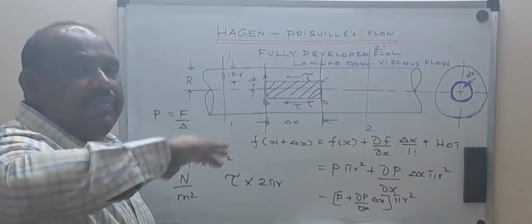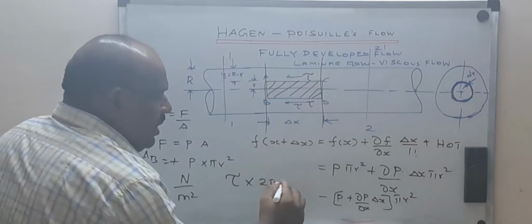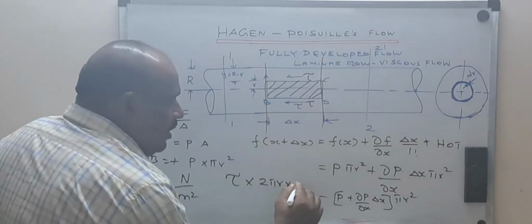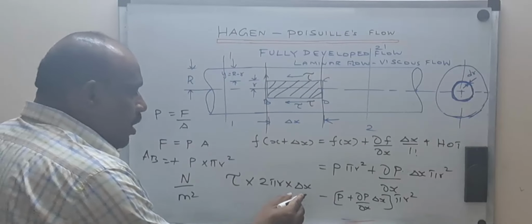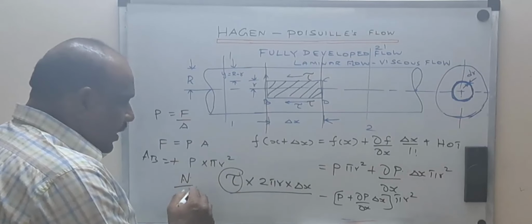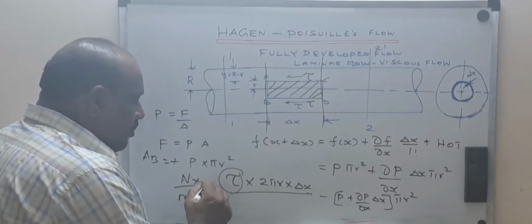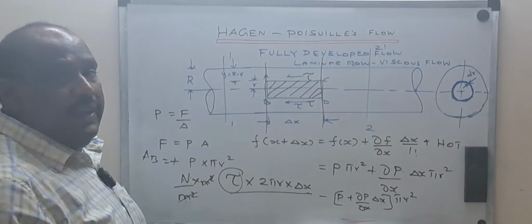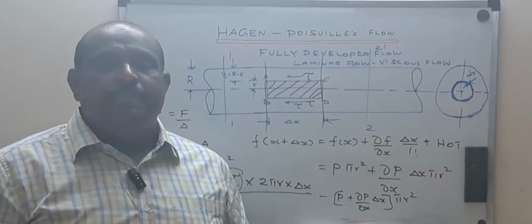Into the whole surface area, this area should come. So it is multiplied by the length. The length is nothing but what? Delta x. So now this is nothing but what? Shear stress is Newton per meter squared. This unit is Newton per meter squared into this area. This area is meter squared. So when I cancel out, it will become the shear force.